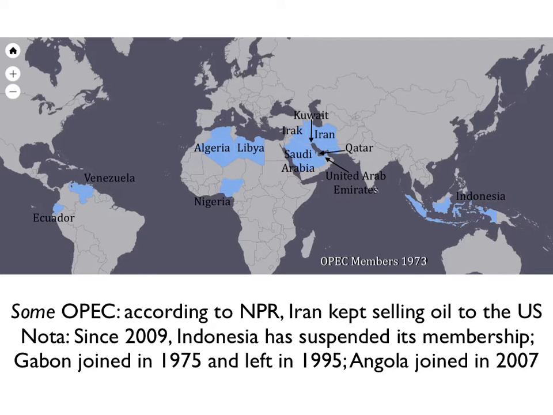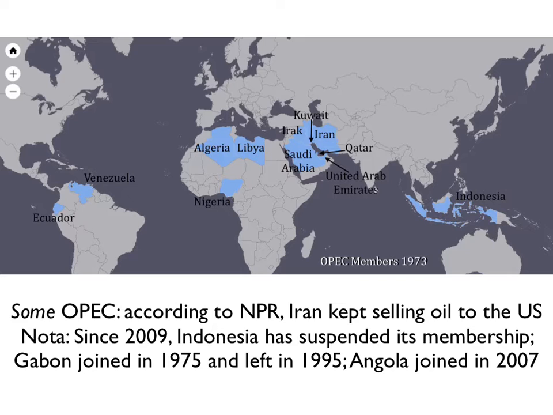In terms of membership though, I want you to know that since 2009, Indonesia has suspended its membership. So it didn't leave OPEC, but has suspended it. And also another African country, Gabon, joined in 1975, but then left in 1995. And one that joined and stayed is also Angola, so another African country.